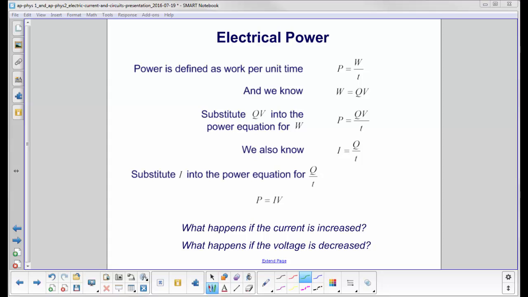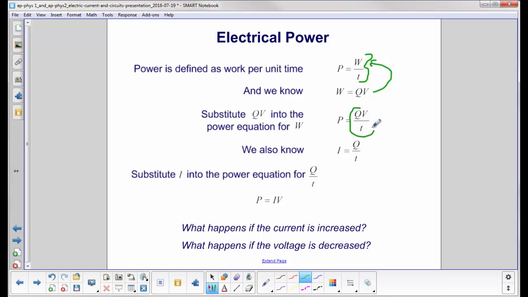We're now going to derive an expression for the power in an electric circuit. We're going to start with the definition of power, work per unit time. In the last unit, we found out that work is equal to the charge times the voltage, QV. We will take this QV, put it into the work up here, and we now have power is QV over T.